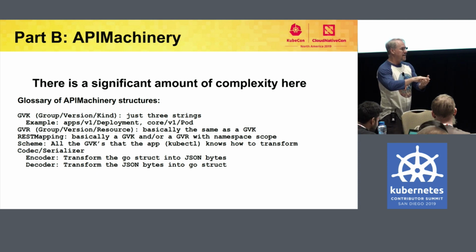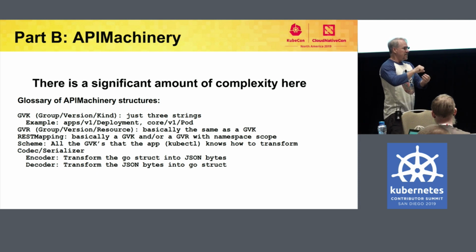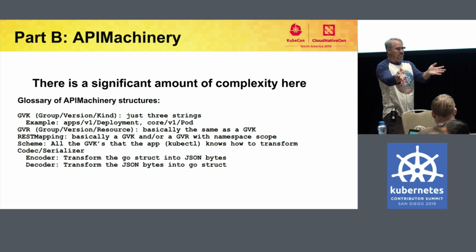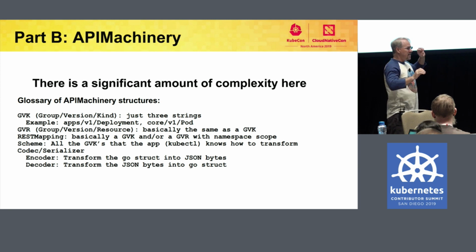I think that the GVR was created in order to be able to have different endpoints for the same kind, or maybe the other way around. Like one kind can have multiple endpoints. I forget, but for all intents and purposes, a GVR is equal to a GVK.